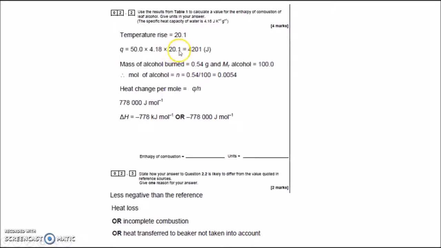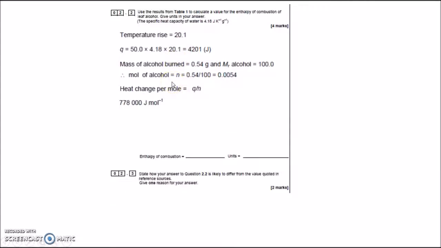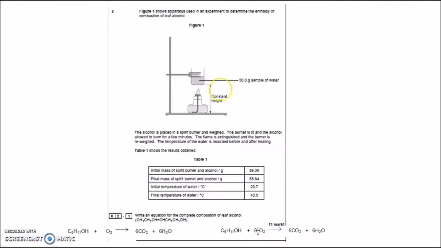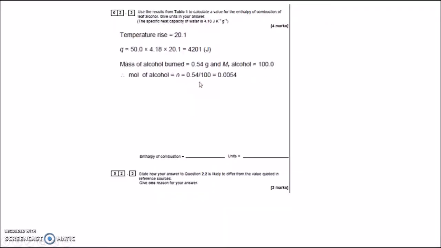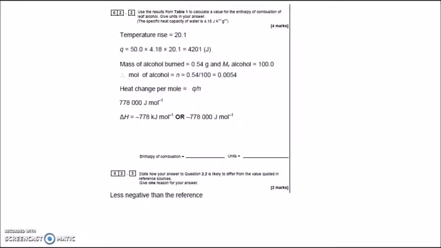20.1 will be smaller. You won't see the full temperature rise because some of the heat will be lost, and so you'll get a smaller temperature rise in there. 20.1 will be a smaller number, and so this will be a smaller number. It will be less negative. It might be something like -600,000 joules instead.